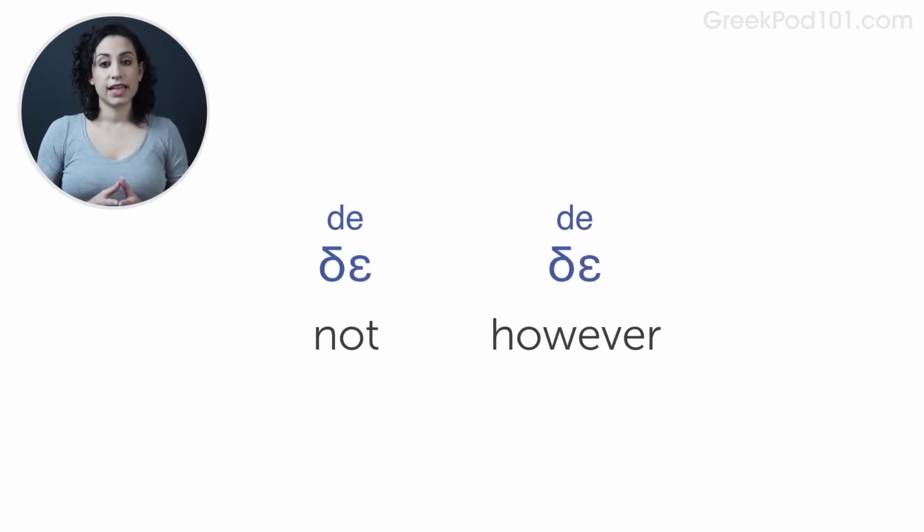Finally, there is one case where the current rule creates some uncertainty. By allowing us to write δε, not, there might be cases where this negative particle might be mistaken for the conjunction δε, roughly meaning however.